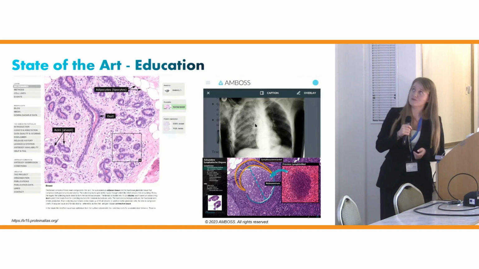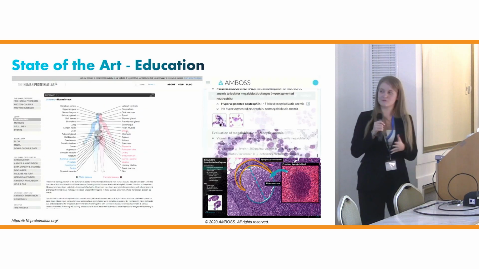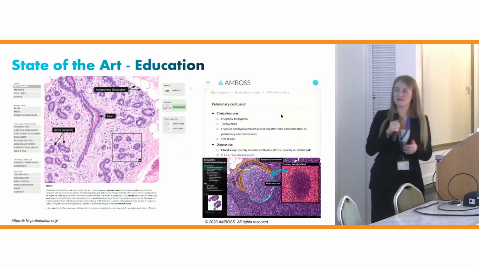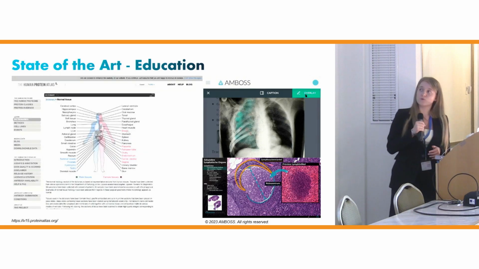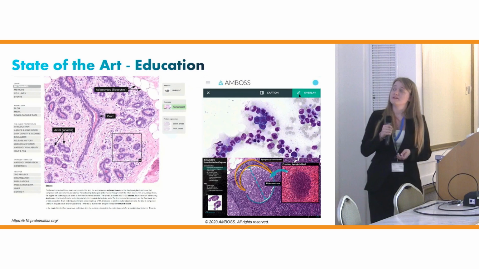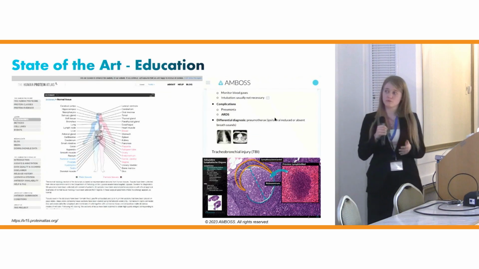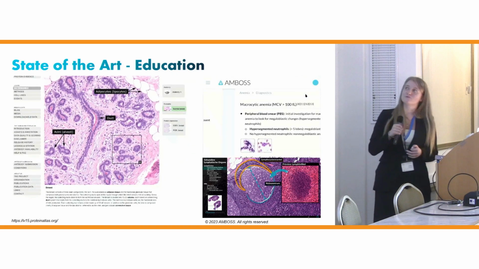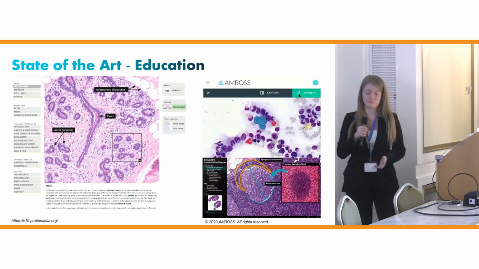On the right side, we can see the AMBOSS system. It has some things in common, in that it contains a big amount of digitized data with predefined annotations, and it also contains a lot of study materials for future medics. You also can't upload your own images and create your annotations. And one disadvantage is also that if you want to access these study materials, you have to pay a subscription.